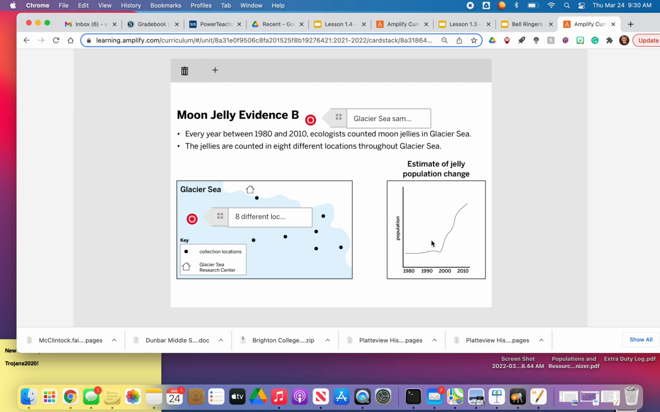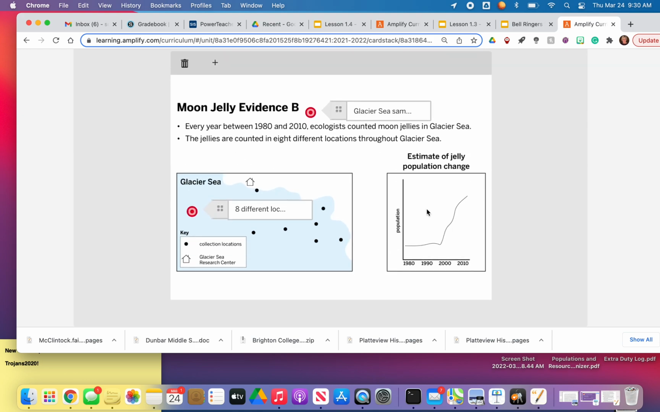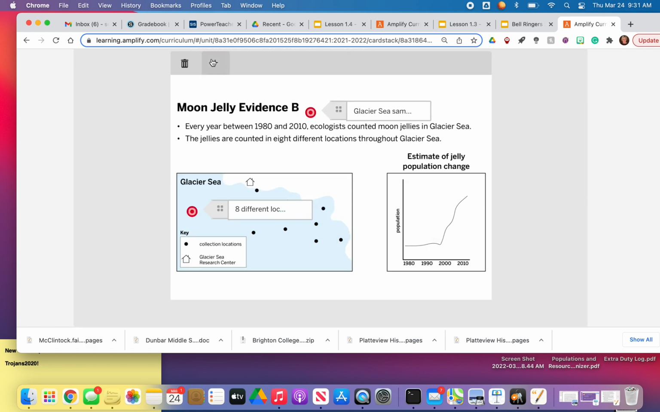And then I'm going to look at my graph here. I can see that this graph looks a lot different than that one. And I can see maybe because I've got more locations, that gives me more samples, and then I get a better understanding of really what's going on over the 30 years that we were taking these samples. So if I look at this graph, it looks like maybe for the first 20 years, population was relatively stable, and then we've got an increase over the last 10 years. That's much different than this one here. So let's go ahead and add that.